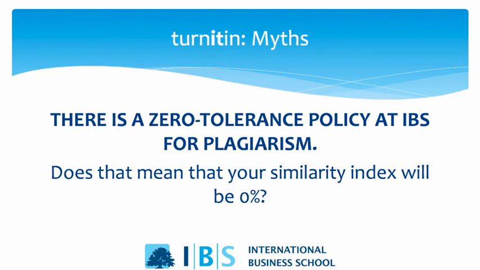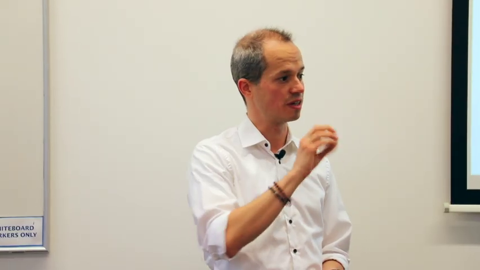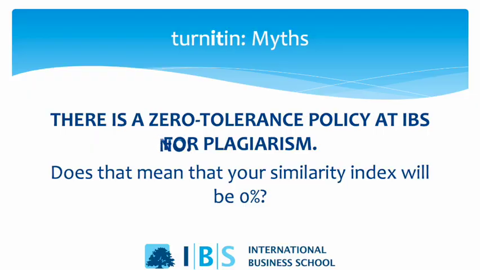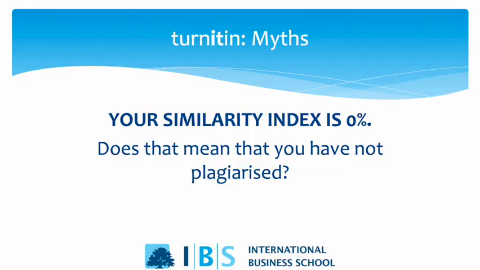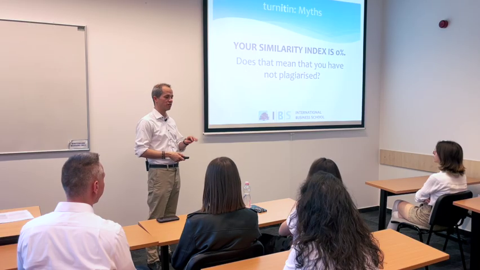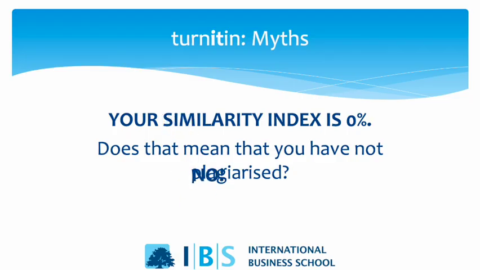There is obviously zero tolerance at IBS for any kind of plagiarism, but does that mean that your similarity index in Turnitin is going to be 0? Absolutely not. You will have a certain percentage. The percentage itself will not tell you anything, all right? You just need to check what is similar and is it allowed to be similar. Let's suppose that for some reason your similarity index is 0%. Does that mean that there is absolutely no plagiarism there? No, because you may have paraphrased without giving the source. Turnitin will say it's okay, but you should know that it's not.